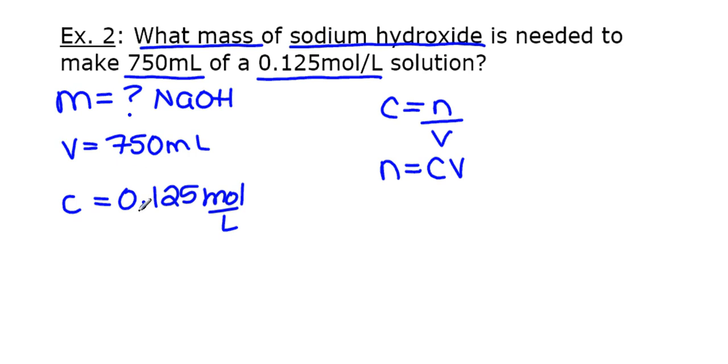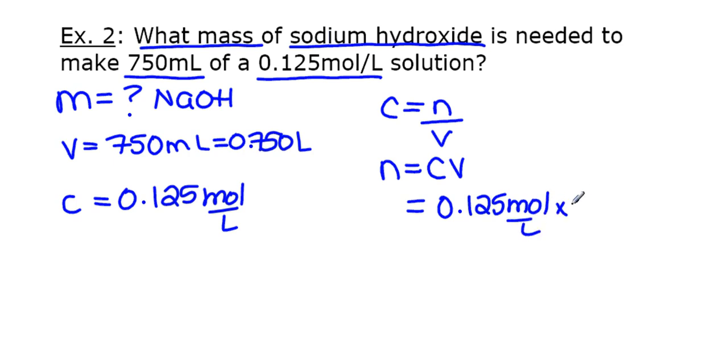Now when I look at my units over here before I actually do the calculation, I've got moles per liter and here is milliliters. So don't forget we need to have liters, so change your milliliters to liters. Once you've done that, you can put in your concentration and your volume and find out how many moles you have. And you should get about 0.09375 moles.